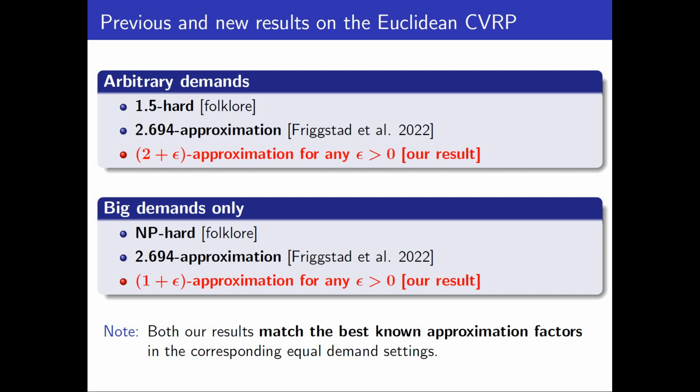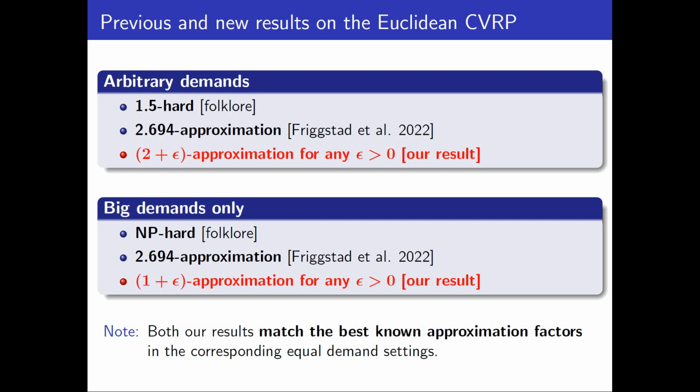So, now that we understand the problem and the context, what is the result? Our main result is a 2+ϵ approximation for arbitrary demands. Is this better than what was known before? Yes, the previous best approximation algorithm has a ratio of 2.694 due to Frickstad and others. Okay, so that's better. Could you do even better, or is there a lower bound?